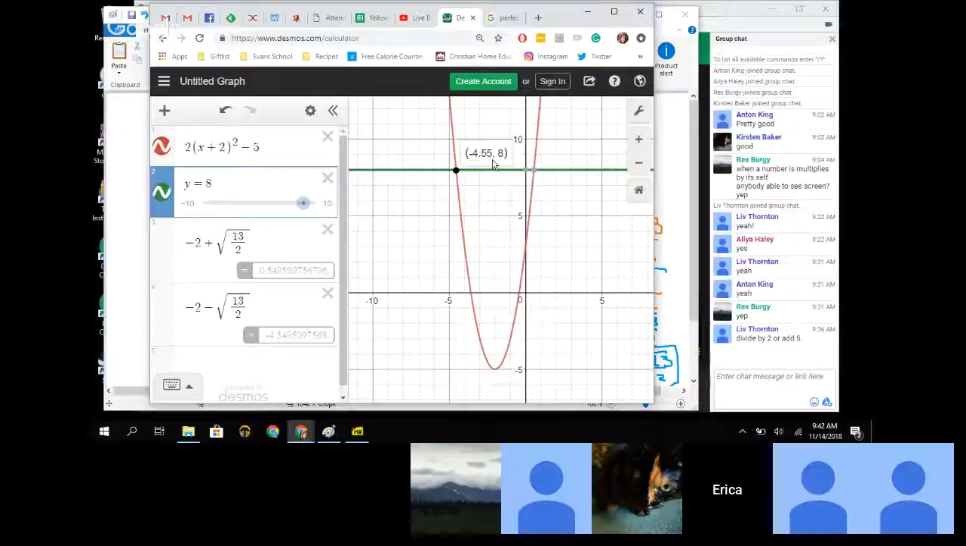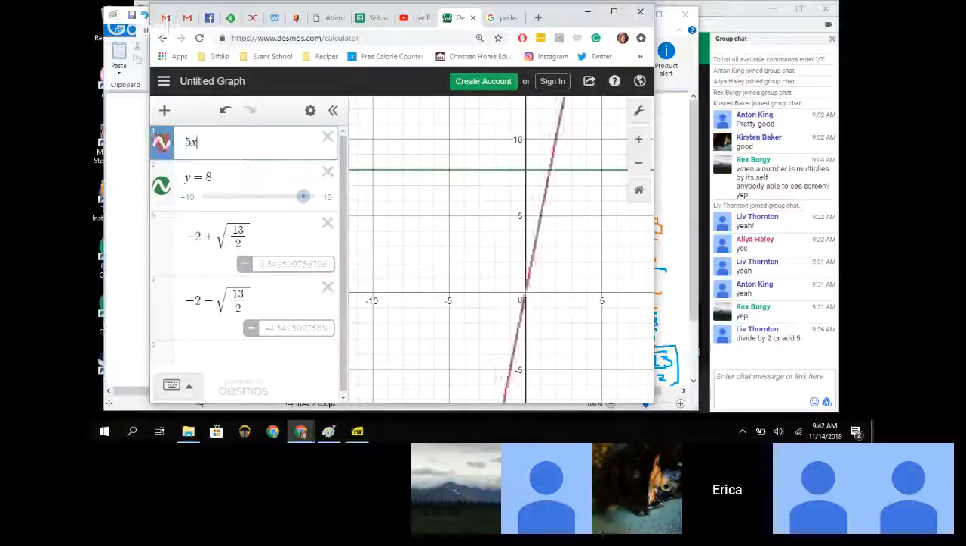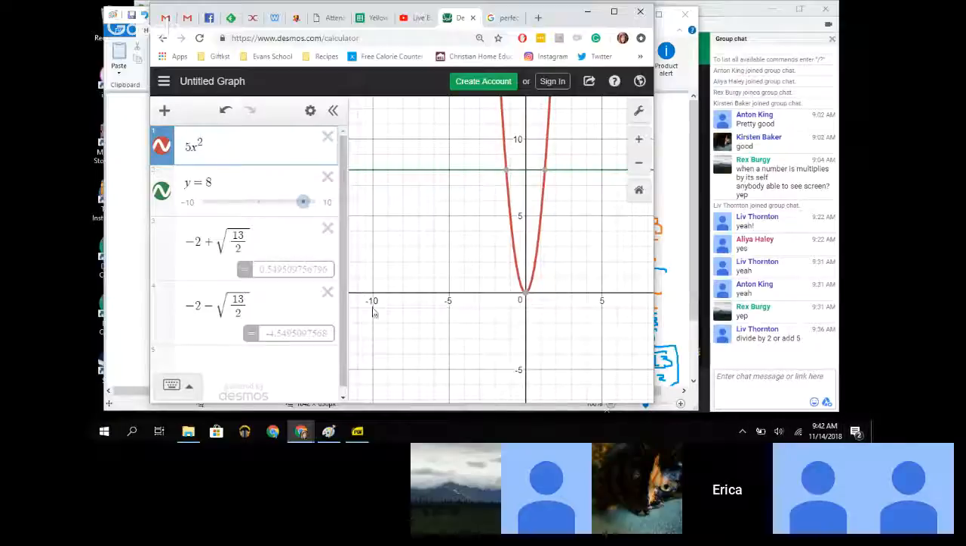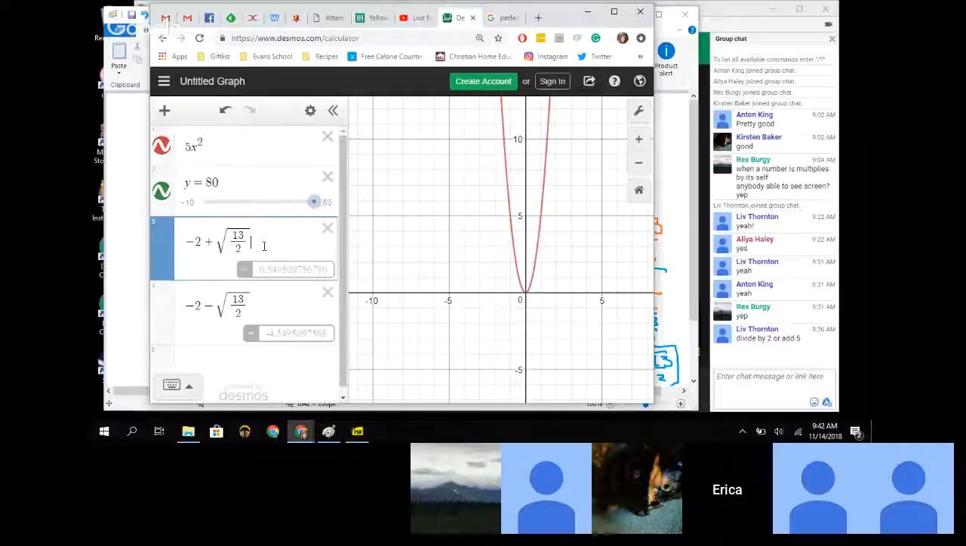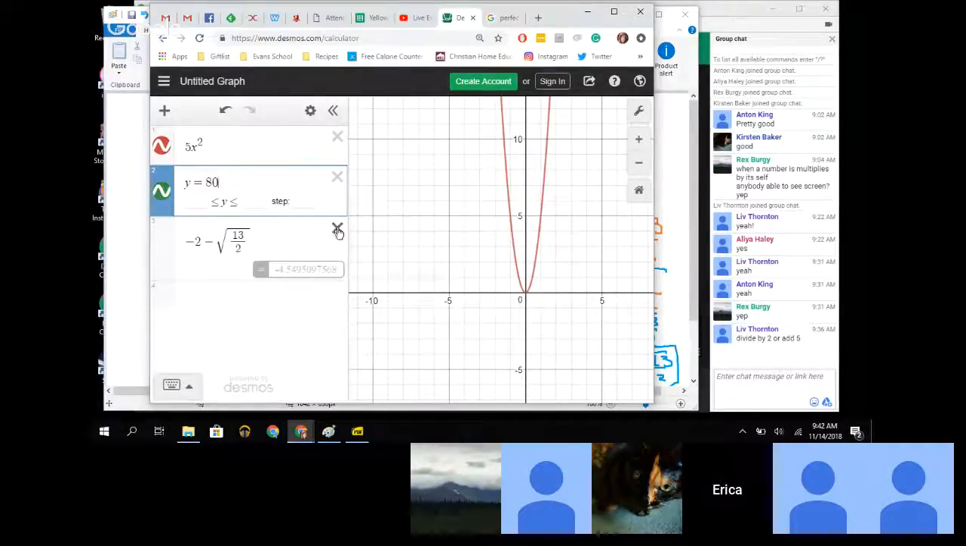Back to our original example, that was kind of our easier example. If you remember, we had 5x squared equals 80, right? And we said the answer is plus or minus 4. So we had 5x squared. Where does that equal 80? So this was example number 1. And we said that that equals 80 at plus or minus 4.